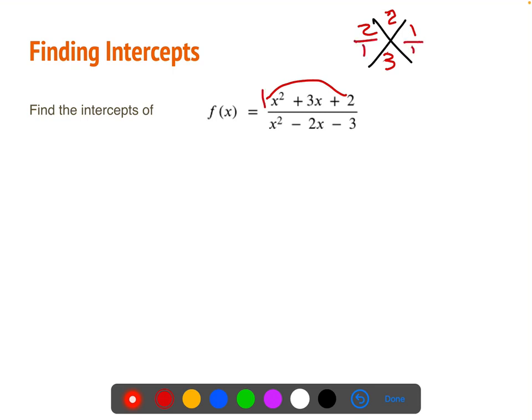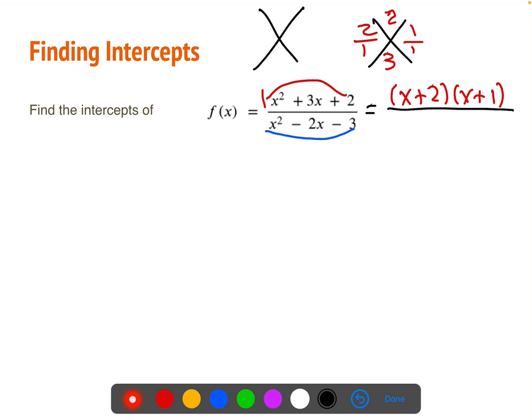And on top here, A times C, B on the bottom, multiplies to give me 2 times 1 is 2, adds to give me 3, divide by A. So this one on top, I have x plus 2, x plus 1.